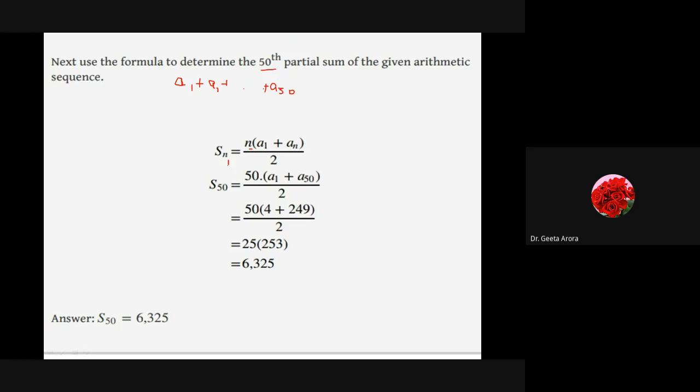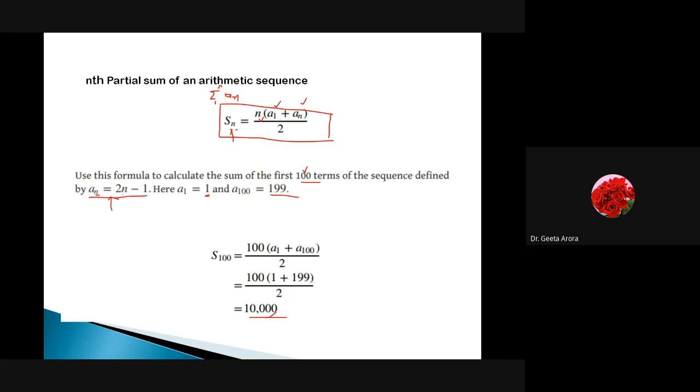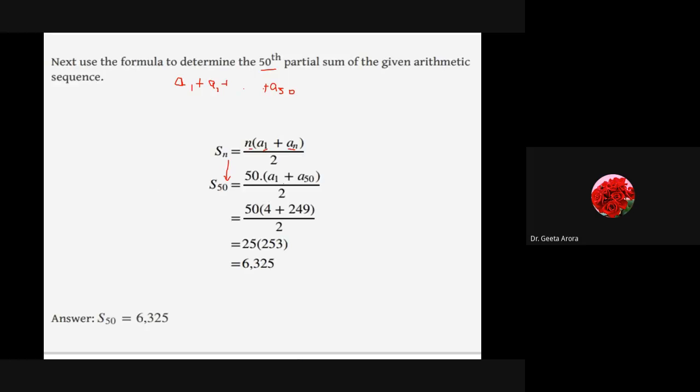So n is 50, and we are going to find S50. We have written 50 by 2 into a1 plus an. a1 we have already calculated: by putting n as 1, we obtain a1 is 1. And if I take n as 50, it becomes 50 into 2, 100, minus 1, 99.